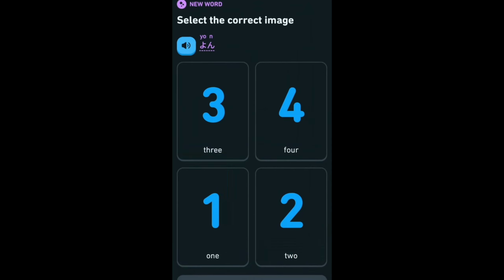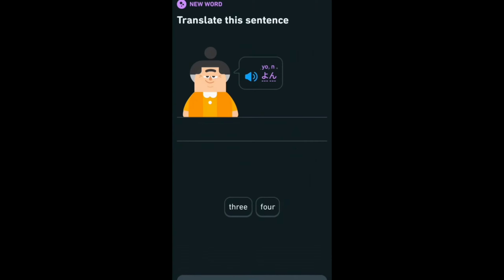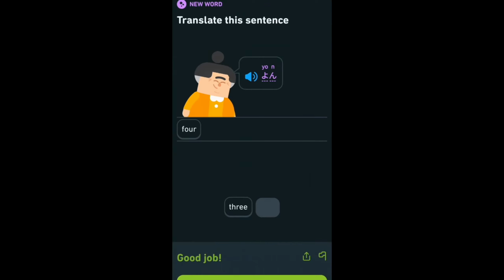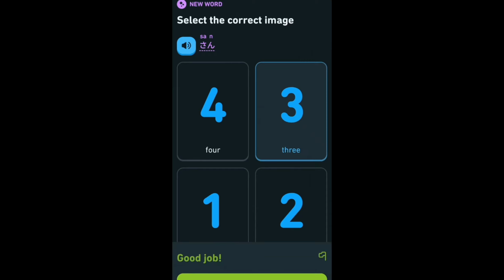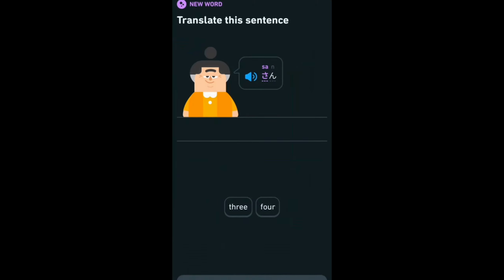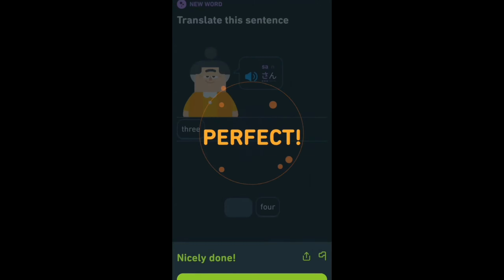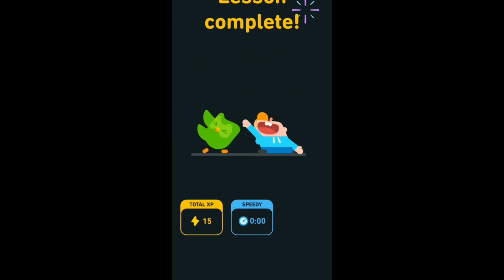So this is the new word, yon, which is 4. Okay? Yon. Great. Yon. What do you think yon is? 4. Well done. What is san? This is number 3. We haven't learned this. This is a new word. So san is 3. So it's ichi, 1, ni, 2, san, 3. What is san? It's ichi, ni, san, and then yon. Ichi, ni, san, yon. 1, 2, 3, 4.